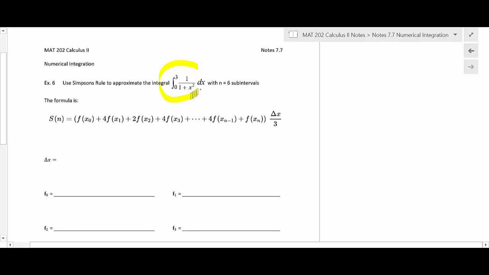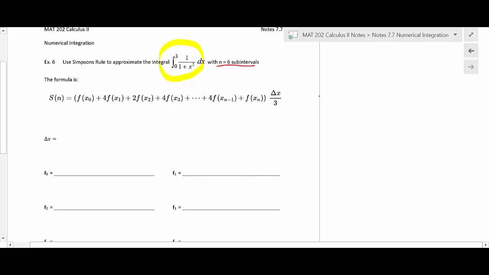I picked out something like this. This one actually integrates. It's the integral from 0 to 3 of 1 over 1 plus x squared. We're going to do 6 subintervals, and we're going to use Simpson's Rule. I want you to be able to crunch out Simpson's Rule. It can be kind of tedious. I went ahead and did this. You don't necessarily have to write that formula down unless you want to. I just took that from the previous page. You already have that on there.